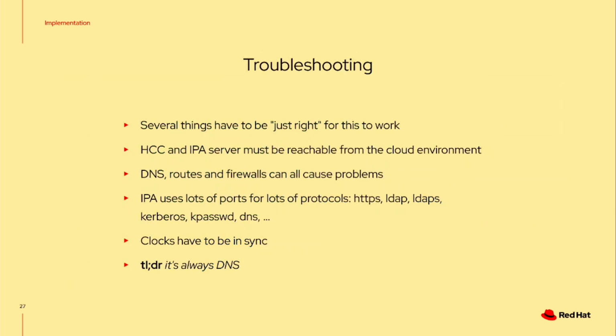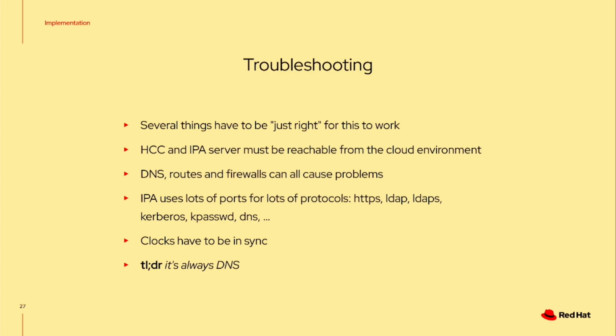Now, there are several things that have to be just right for all of this to work. The Hybrid Cloud Console, console.redhat.com that is, and the IPA server must be reachable from the cloud environment where you are launching your machines. So if your IPA server is in your corporate network, then you'll need to set up a VPC that is connected to your corporate network in order to enable those machines to actually talk. The DNS all needs to be set up correctly so that it can resolve the names, and routing and firewalls, of course, have to enable the traffic to get through.